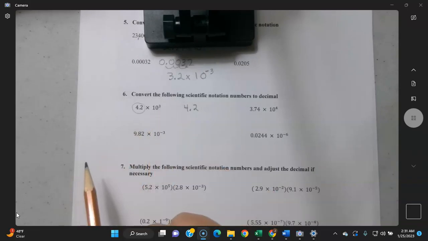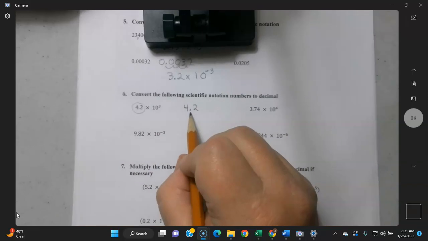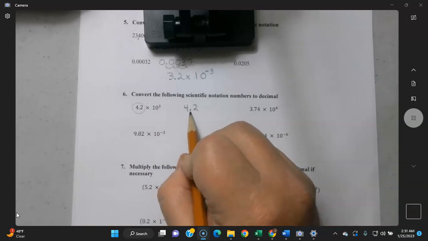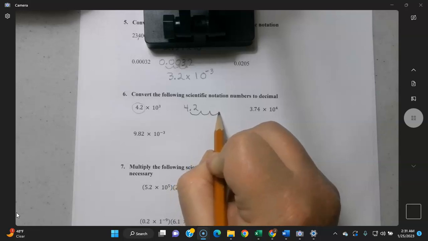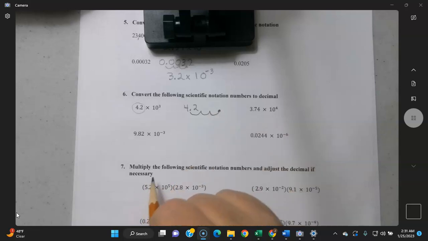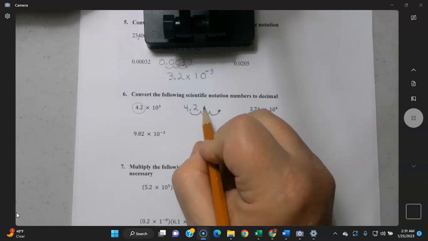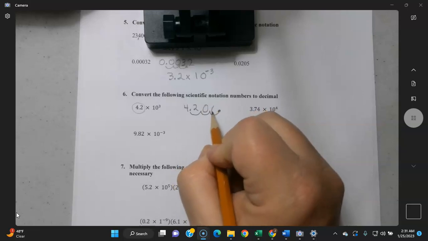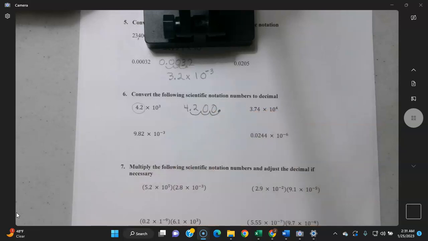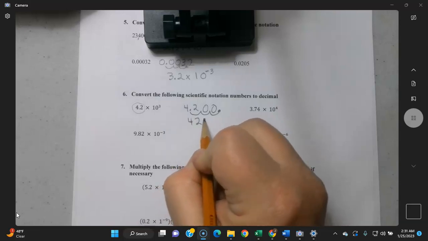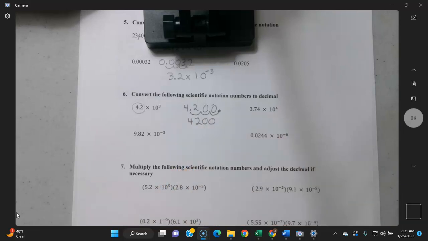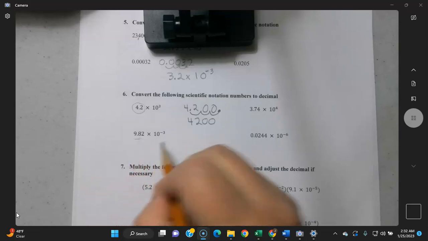10 to the third is 1,000. So that means which way do you move the decimal to make it a number bigger than 1? You need to move it to the right. 1, 2, 3, and put the decimal right there. So this is the egg carton, so you put the eggs in the egg carton like that. Now don't leave your answer like that. Just rewrite it properly. So it's 4,200. Okay, like that. Okay, let's come down here. Again, write the coefficient.